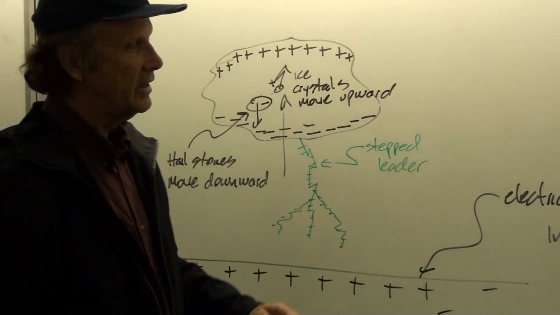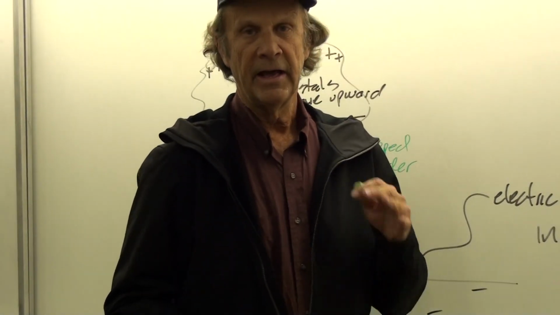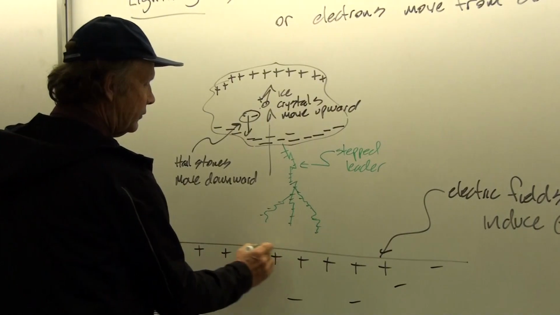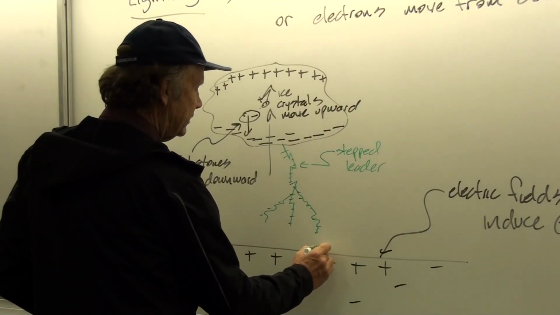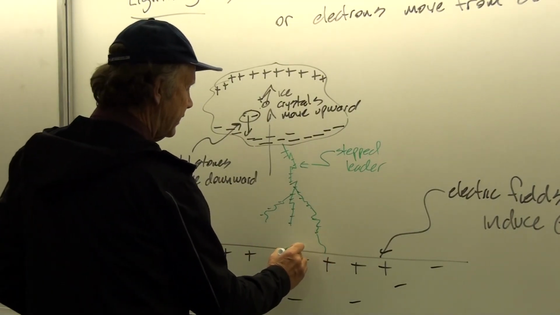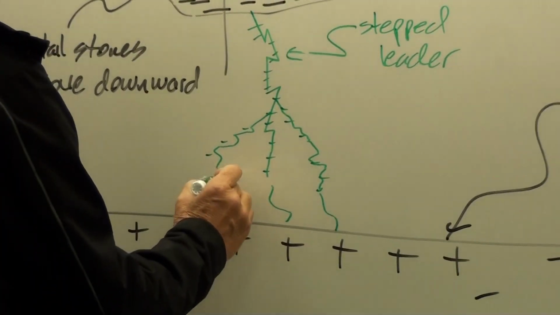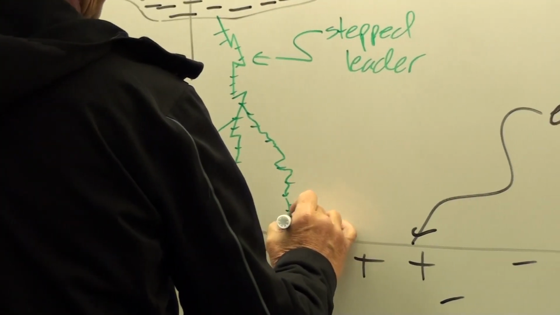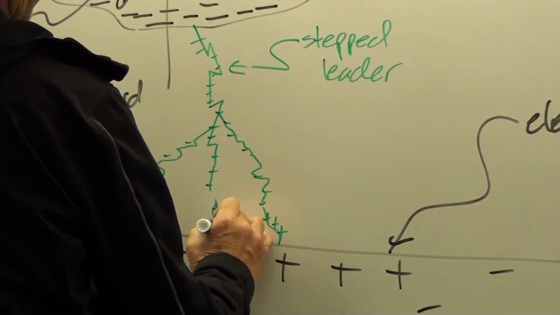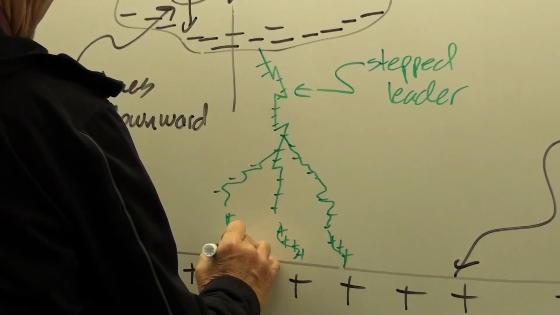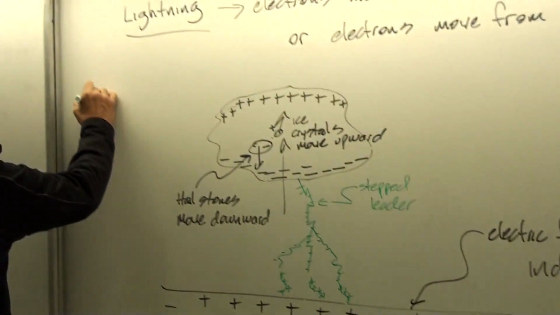Eventually, when it gets within a few hundred feet of the ground, it generates such strong electric fields that we get what are called weakly luminous plasma filaments that rise up toward the stepped leader. Now, plasma is a hot ionized gas.